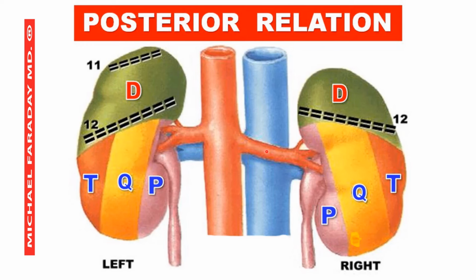Again, for the posterior relations of the kidney, we have four muscles. The diaphragm, which is above; we say the diaphragm because the right kidney is slightly lower than the left kidney, so the diaphragm separates the kidney from the 12th rib. Then for the lower muscles, more medially we have the psoas major, in the middle the quadratus lumborum, and laterally the transversus abdominis. Same muscles for the left side.